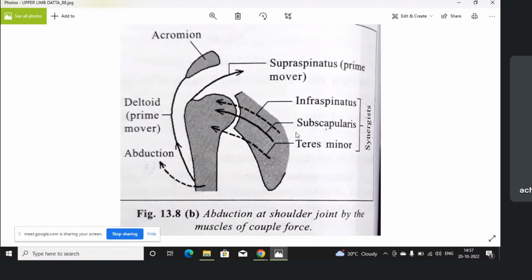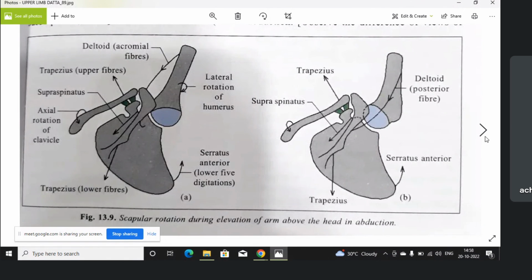Write the prime movers. Prime movers means the muscles that act first to move the joint. Prime movers, number 1: supraspinatus and deltoid muscle. These produce the abduction of the shoulder joint.